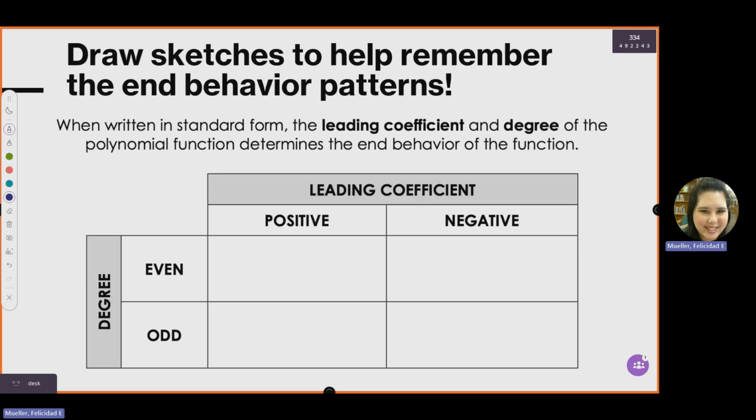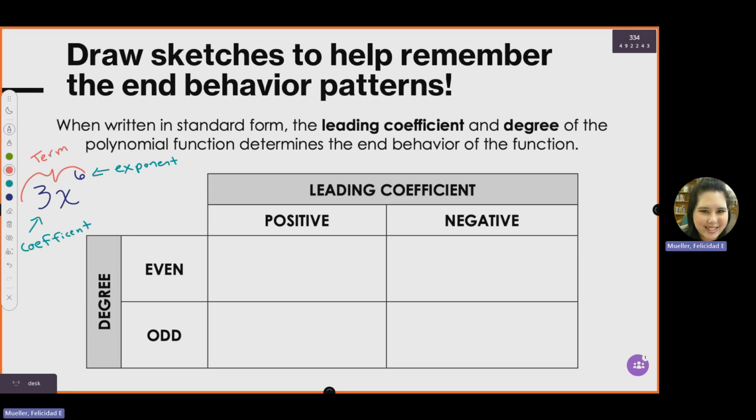When written in standard form, the leading coefficient and degree of the polynomial function determine the end behavior of the function. This is actually true for any polynomial, even if it's not in standard form; it's just that the leading coefficient's not at the front. So when we're looking at a term, as a reminder, the number at the front is called the coefficient. The number up here is our exponent. And this overall is called a term.